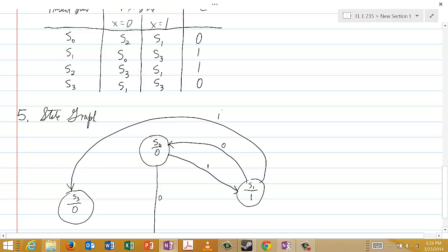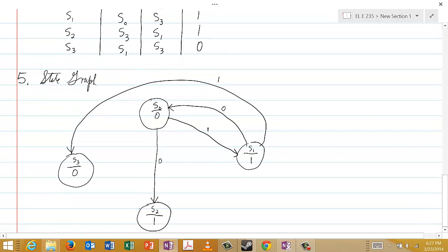If we're in S1 and we get an input of 1, we go to S3. Now what about if we're in S2? If we're in S2 and have an input of 0, we go to S3. On the other hand, if we're in S2 and get an input of 1, we go to S1.